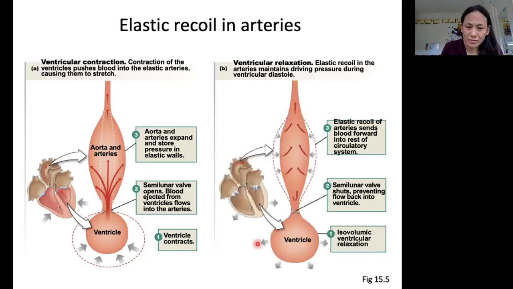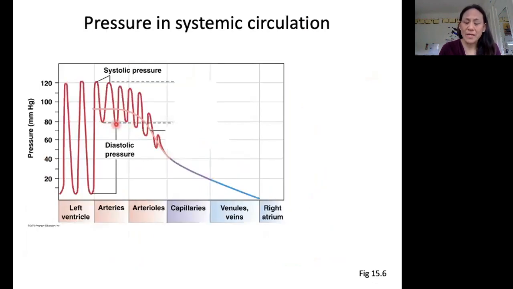When we relax our ventricle, down here, what happens is the arteries then recoil. They snap back to their original position, and as they do so, they propel the blood further along in the systemic circulation. So we are conserving that pressure as the arteries expand and contract. That pressure doesn't go down to zero. So that's why we have our non-zero minimum here in the arteries.